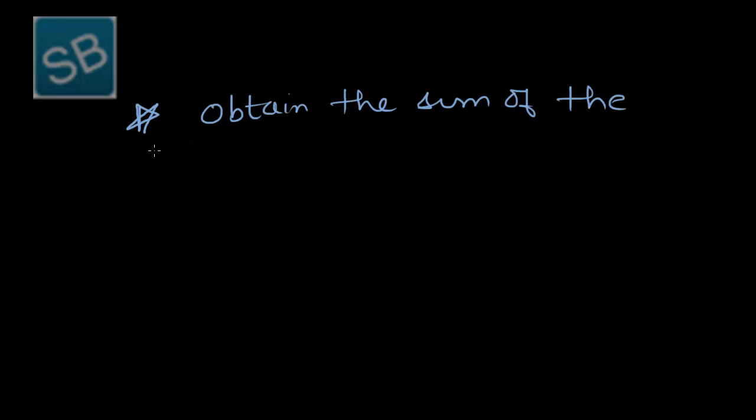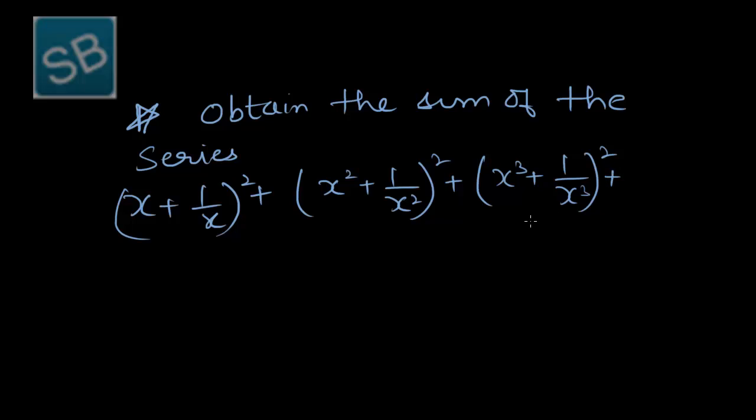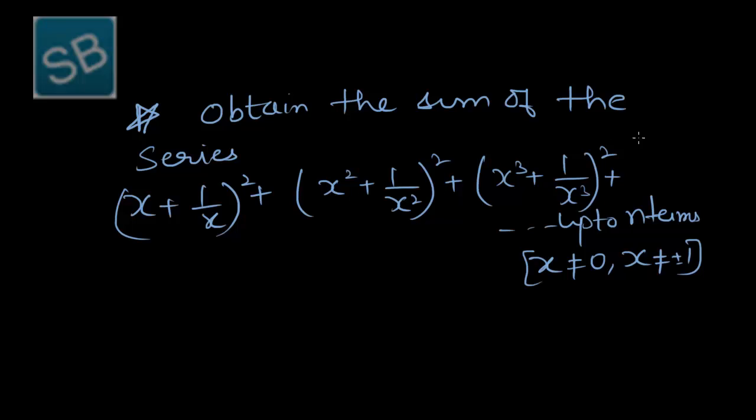Now the next problem is to obtain the sum of the series, that is (x plus 1 by x) whole square plus (x square plus 1 by x square) whole square plus (x cube plus 1 by x cube) whole square up to n terms, and x is not equal to 0 as well as x is not equal to plus minus 1. Otherwise terms become the same and the answer will become 0.